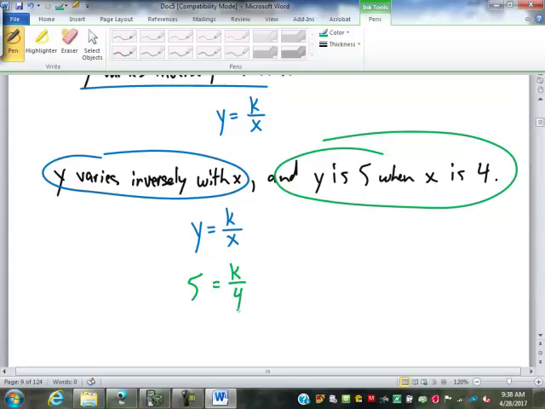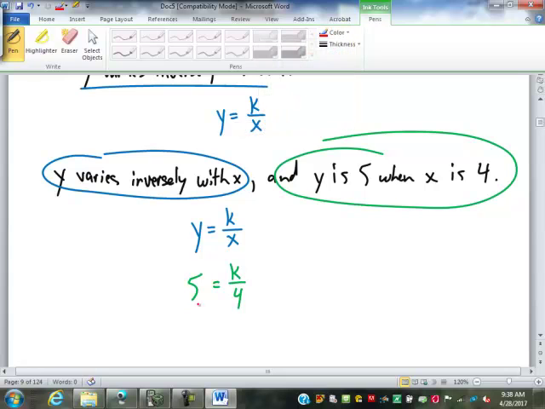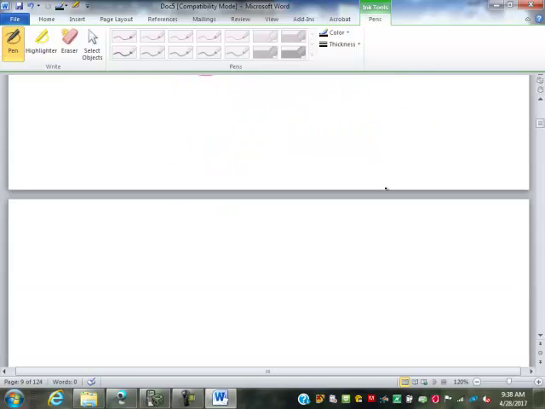So 5 equals k divided by 4. We're going to solve that now for k by multiplying by 4. So 5 times 4 is 20, equals k. So that means we can bring that up here and replace k in that formula: y equals 20 divided by x. So we can take that to the next step.